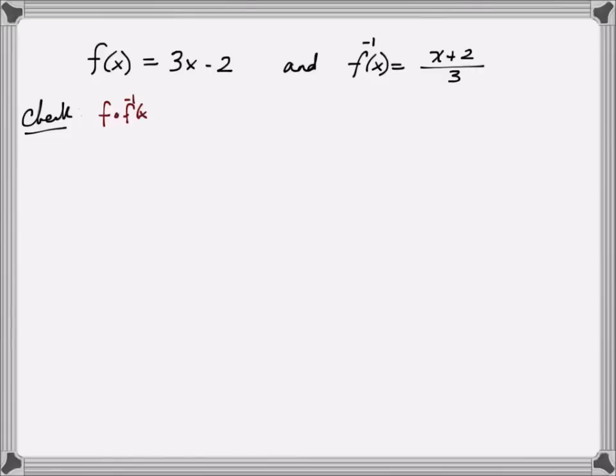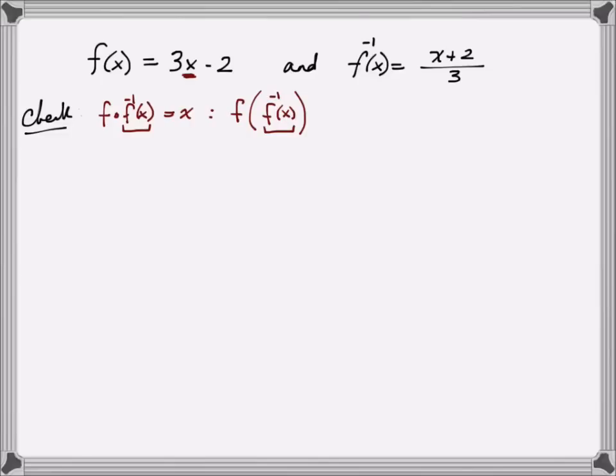First, we need to check that f circle f inverse of x gives us x. What this means is that we should treat f inverse of x as the new input for the function f, because we think of it as f evaluated at f inverse of x. So this f inverse of x is the new input for the function f.